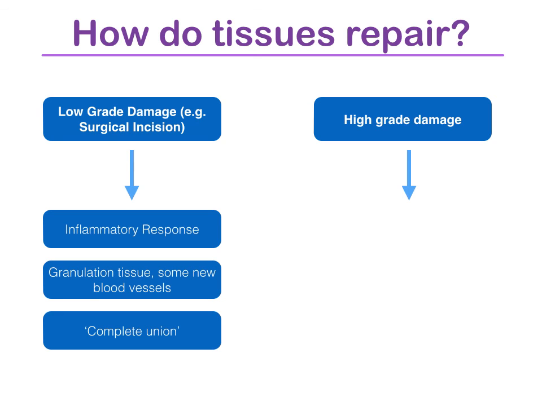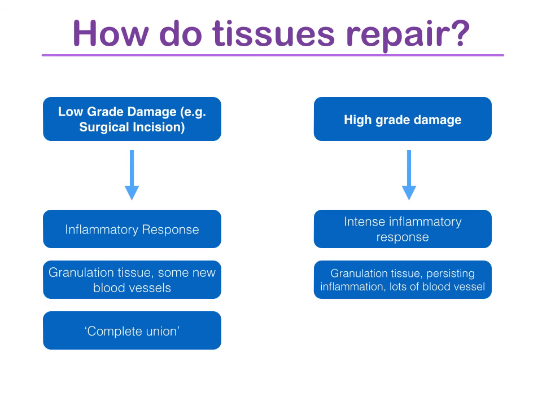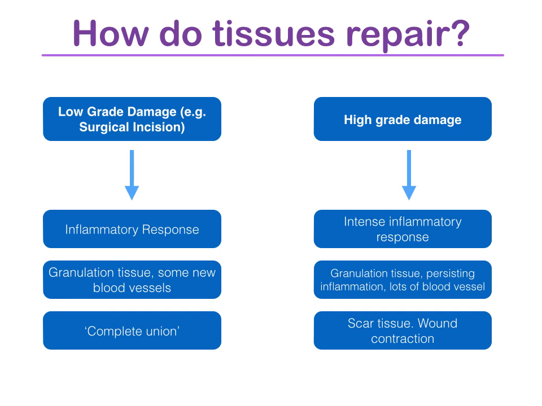Where there's been much more extensive inflammation, high-grade damage, then there's an intense inflammatory response that tends to persist even when that granulation tissue is being formed. And it persists, it goes on, you get a lot more blood vessels forming as we try and combat all that that's taking place. And what then happens is you get scar tissue, because there's excessive amounts of collagen deposited, and it results in something called wound contraction, where the two sides are literally pulled in and it sinks down.